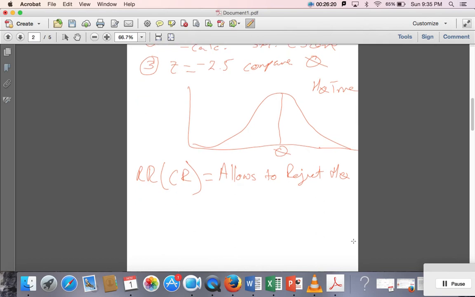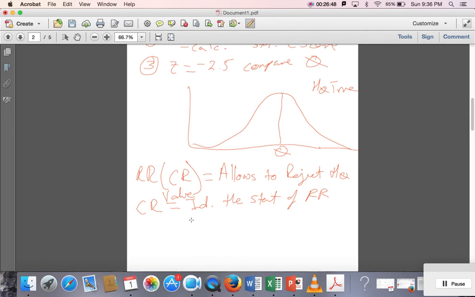So to identify this region of rejection, what do I need? I need what's called a critical value. What is the critical value? It's going to identify the start of the region of rejection, or the critical region. So in other words, this value here, this critical value, is going to help me identify the start of my region of rejection.